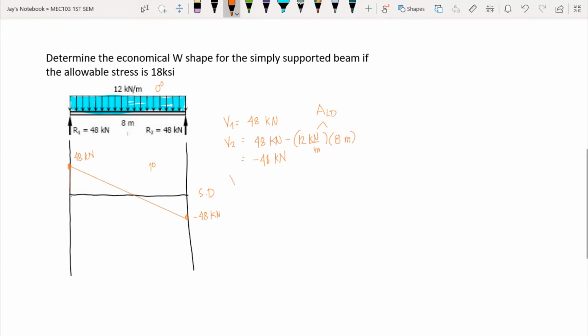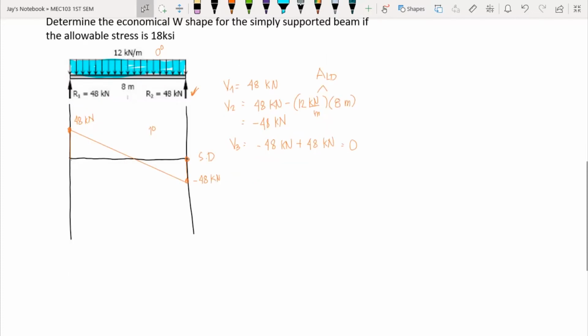Now our shear 3. Take note, we have 48 kilonewton at the right support, which is acting upward. So we have negative 48 kilonewton, our initial shear, plus 48 kilonewton acting upward, and this gives us 0. That means our shear diagram ends with 0 shear. So therefore, we have a correct shear diagram. Then let's proceed now to our moment diagram.